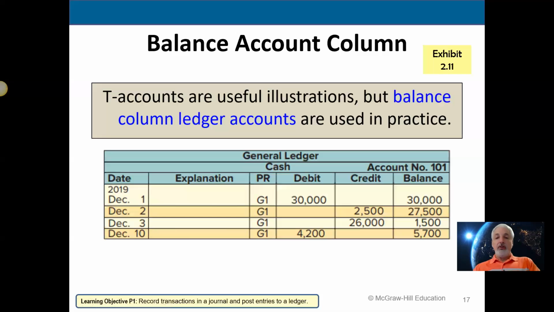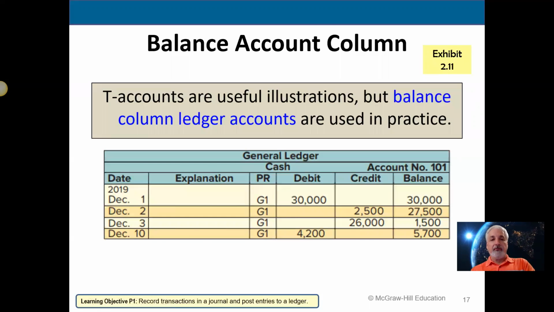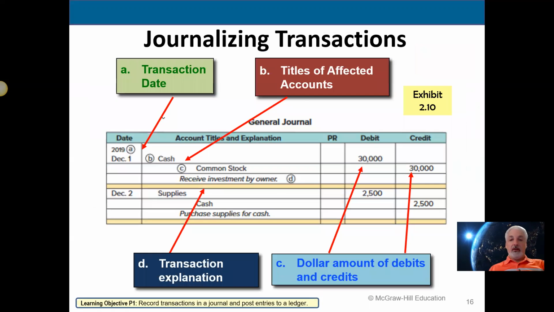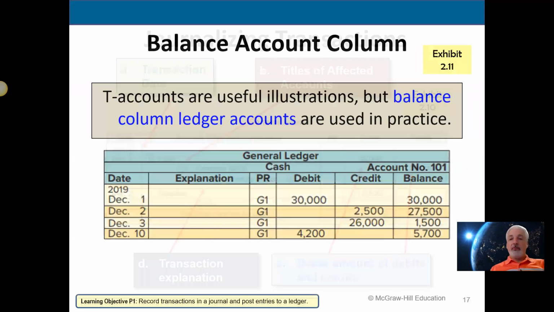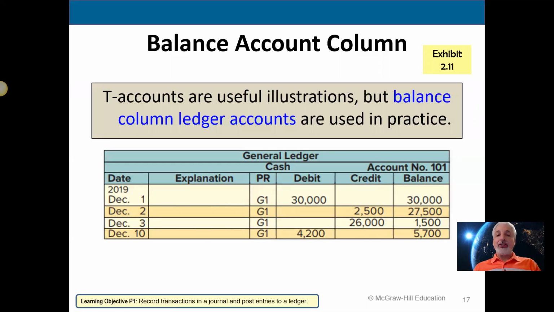T accounts, they post at 30, this is a cash account right now. What happened in cash? Well, on December 1st, we got 30,000 in cash. Oh, if we go back a second, we realize that 30,000 came from the common stock investment. But we're just looking at the cash ledger. Think of it as a page or one T account.